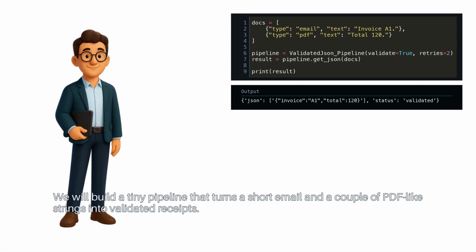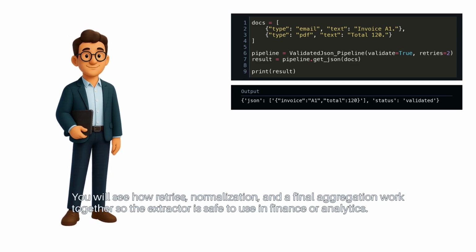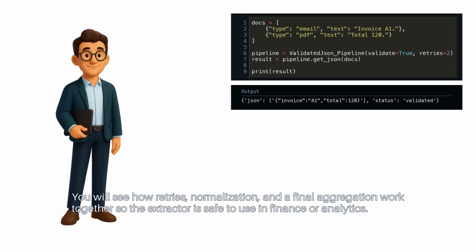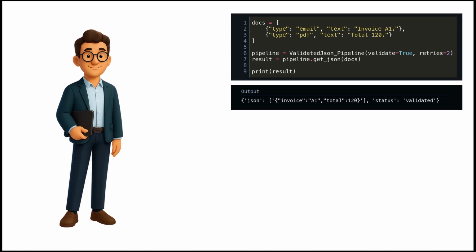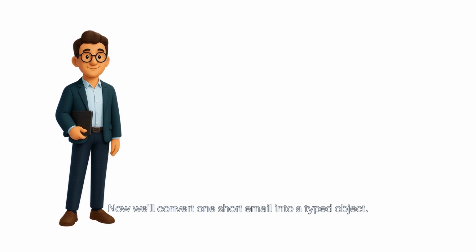PDFs. We will build a tiny pipeline that turns a short email and a couple of PDF-like strings into validated receipts. You will see how retries, normalization, and a final aggregation work together so the extractor is safe to use in finance or analytics. Now we'll convert one short email into a typed object.